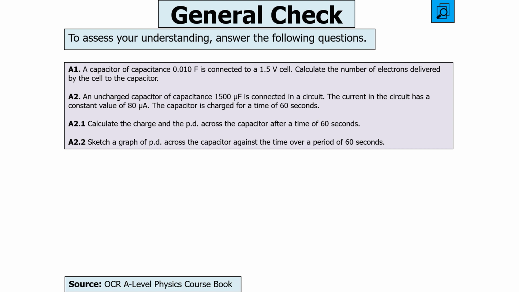The next question says, a capacitor of capacitance 0.010 farads is connected to a 1.5 volt cell. Calculate the number of electrons delivered by the cell to the capacitor. Then an uncharged capacitor of capacitance 1500 microfarads is connected in a circuit. The current in the circuit has a constant value of 80 microamps. The capacitor is charged for a time of 60 seconds. Firstly, calculate the charge and the PD across the capacitor after a time of 60 seconds, and then sketch a graph of PD across the capacitor against the time over a period of 60 seconds. So pause the video now, then unpause the video when you want to go through your answer.